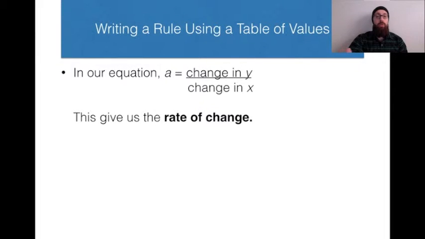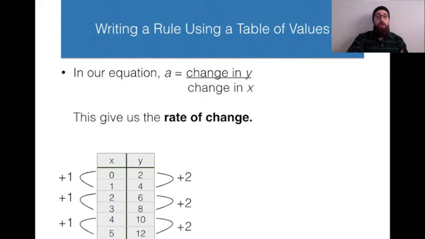So in our equation, y is equal to ax plus b, a is equal to the change in y over the change in x. This gives us the rate of change. So if we look at the table that we have down here on the bottom left, our x value goes up by 1 each time, because 0 plus 1 gives us 1, 1 plus 1 gives us 2, and so on and so forth. If we look at our y column goes up by 2 each time. So 2 plus 2 is 4, 4 plus 2 is 6, and so on and so forth.